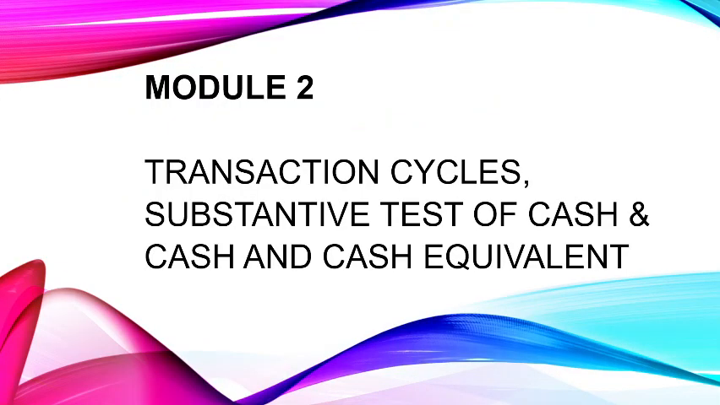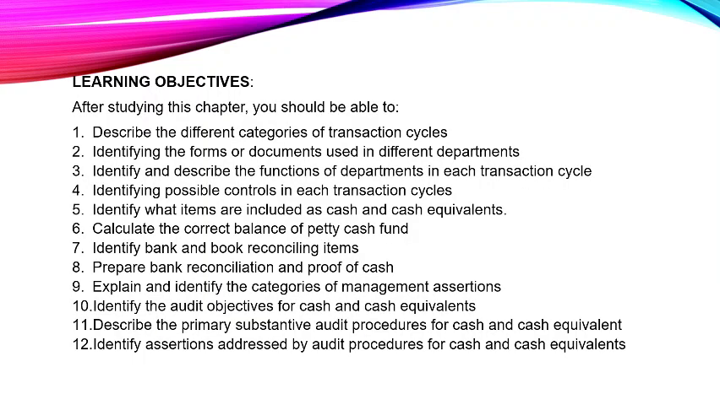Hello. Again, we are now on Module 2 with Auditing and Assurance: Concepts and Applications. We are going to deal with transaction cycles and substantive tests of cash and cash equivalents. We have 12 learning objectives, which should enable a student to describe the different categories of transaction cycles.